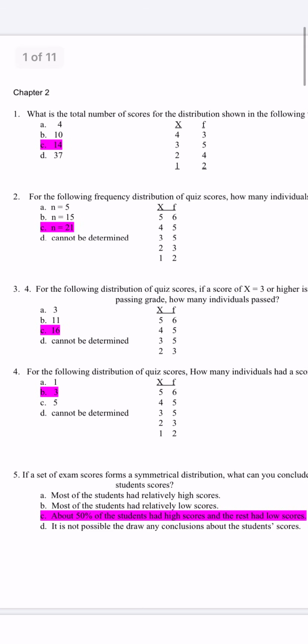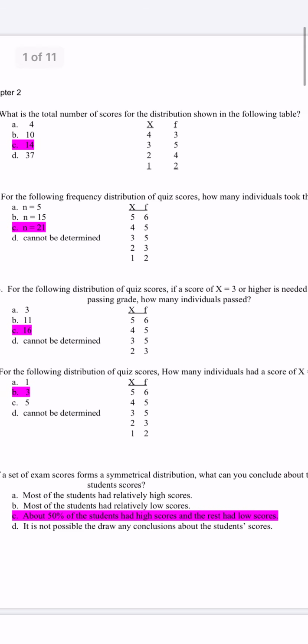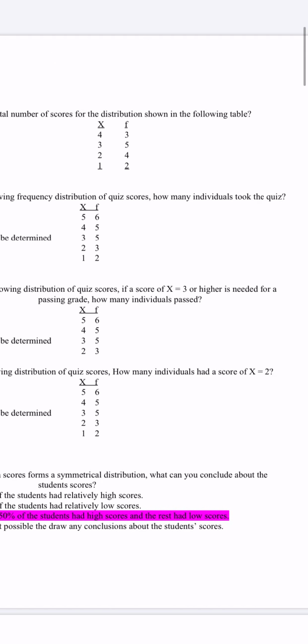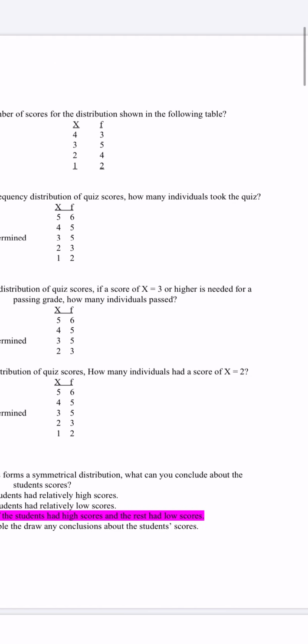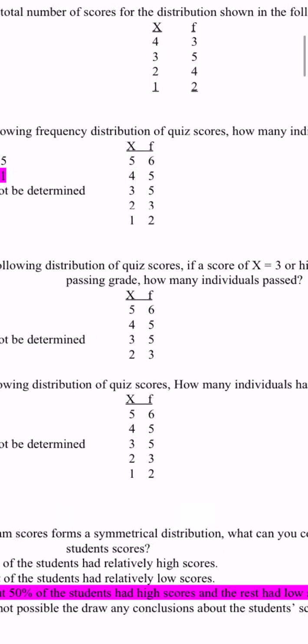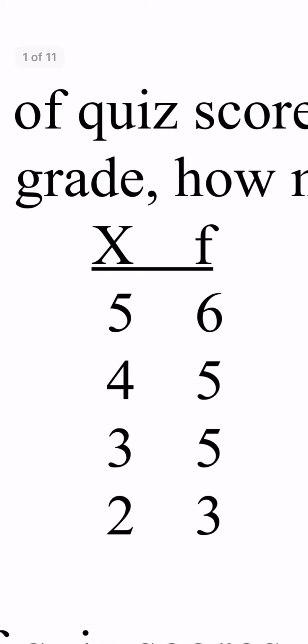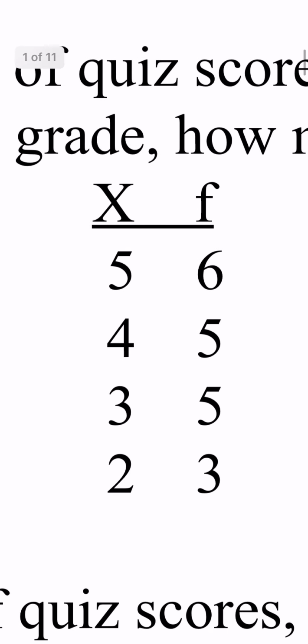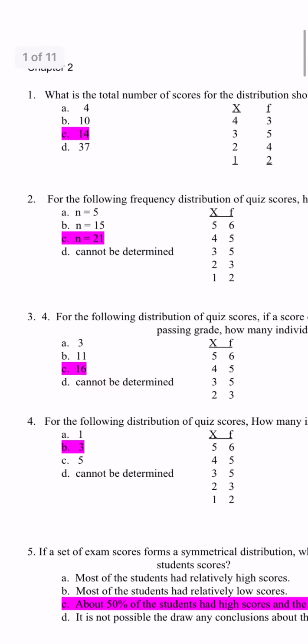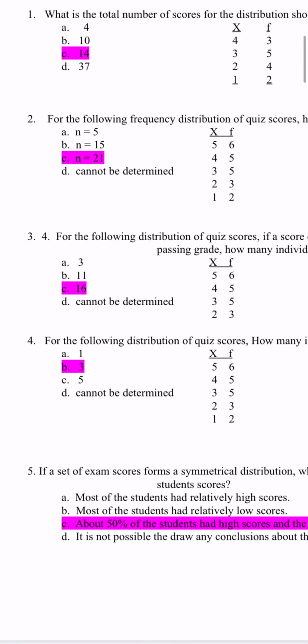Question 3. For the following distribution of quiz scores, if a score of X equals 3 or higher is needed for a passing grade, how many individuals passed? Well, you go to 3, you go over to the frequencies, and you know 3 and above passed. How many are in 3 to 5? You do 5 plus 5 plus 6 equals 16.